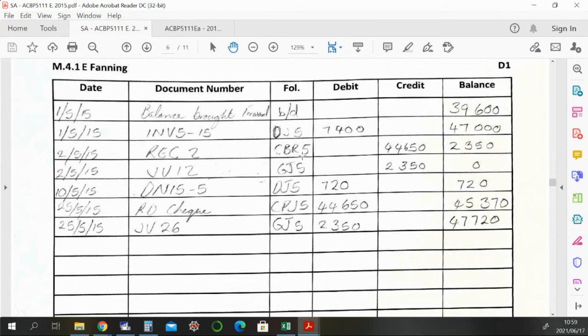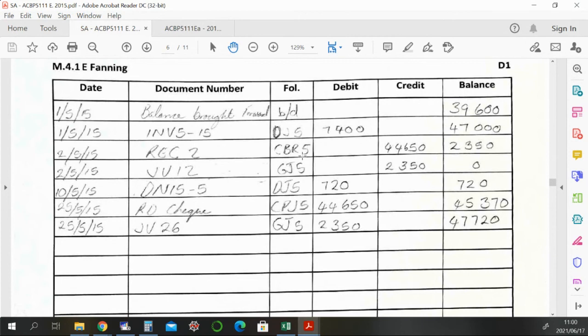Then the first transaction was that one on the first. Sold goods to E-Funny for 7,400, including VAT. Issued invoice INV 5-15. Okay, so can you see how easy it is? We write in the date, we write in the doc number, then we know that this is going to affect the debtors journal because we sold on credit. And this is for the month of May. And then we know that we increase our debtors by debiting.